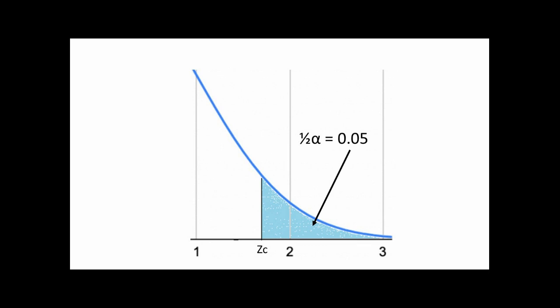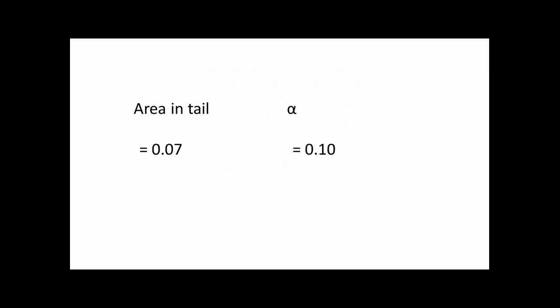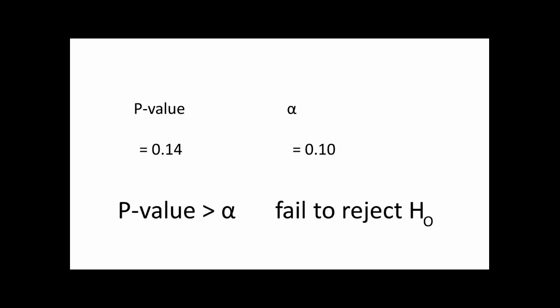But alpha in the two-tailed test is the sum of the areas in both tails. 0.07 is smaller than 0.10, but we wouldn't reject in this case. To account for the two-tailed test, we must take the area in the tail of our test statistic and multiply it by 2, which in this case is 0.14. This is how we get the p-value for a two-tailed test, and it is this number we compare with our level of significance, and in this case, we would fail to reject H0.